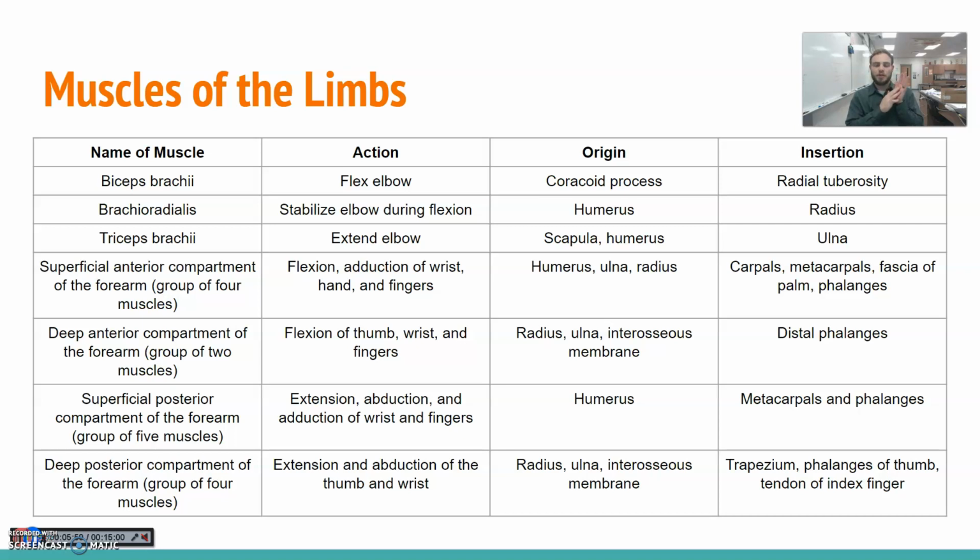on your phalangeal bones. The deep anterior compartment, again still anterior, so on the front side here, is going to be mainly two muscles. They're going to be used to flex the thumb and the wrist and a little bit of the fingers. Originates on either the radius, the ulna, or the interosseous membrane. The interosseous membrane is connective tissue that runs in between your radius and ulna, kind of almost like a ligament. And they're going to insert on your distal phalanges, so distal phalanges is going to be the endmost finger, obviously distal. They're going to insert there to be able to do their pulling.